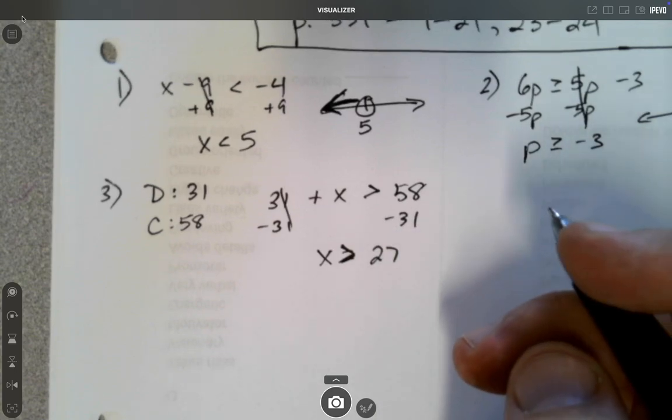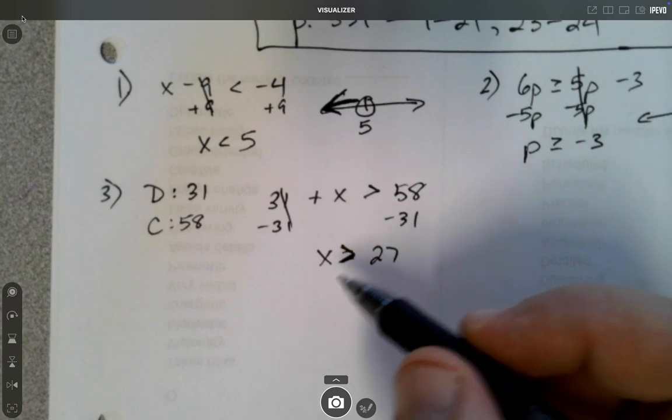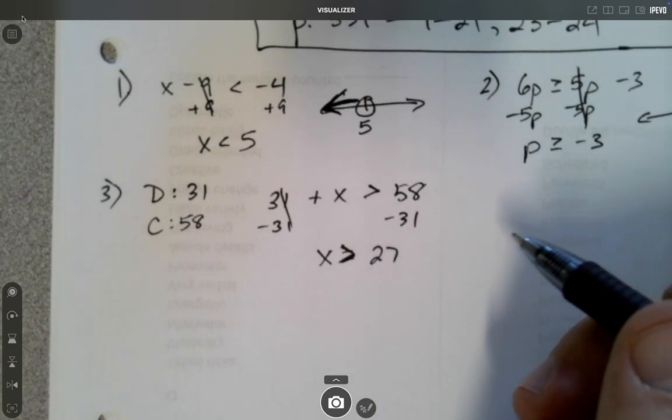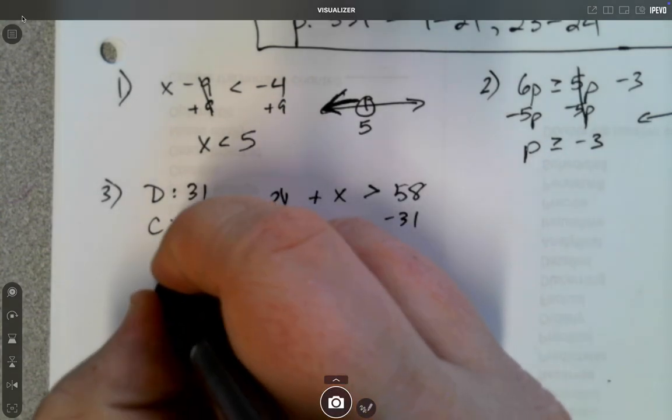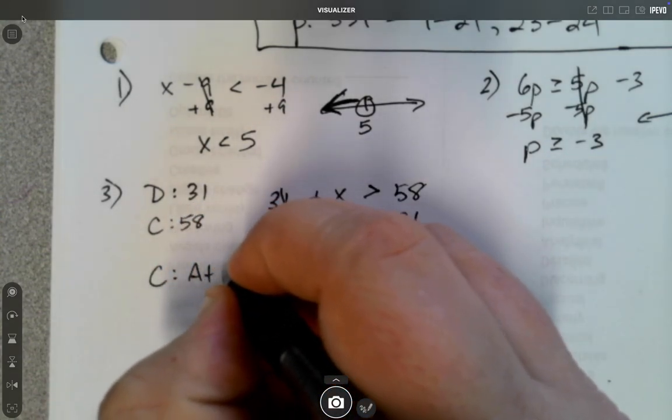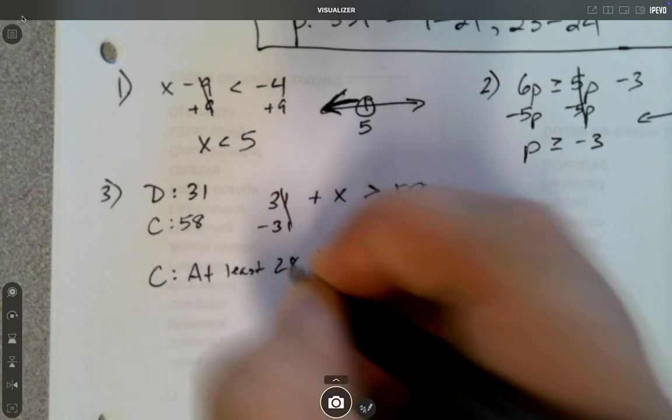And the way they word it is at least 28, which is true. If you have to be bigger than 27, you need at least 28 to get to be bigger than Connor's collection. So the answer is C, at least 28.